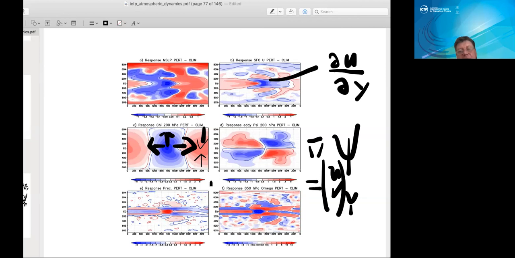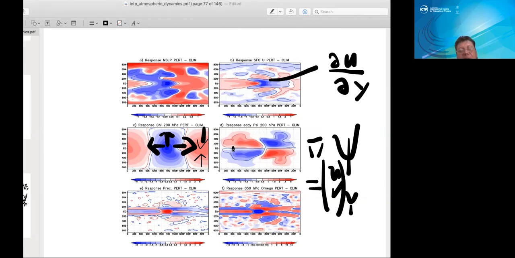Then, and this is something that we will discuss in one of the next lectures, the other field we can look at is the stream function. As you know, the stream function is related to the vorticity field and the rotational wind, so the wind that is governing the curl of the wind. This is the stream function field.